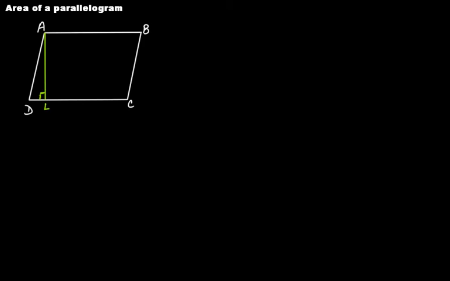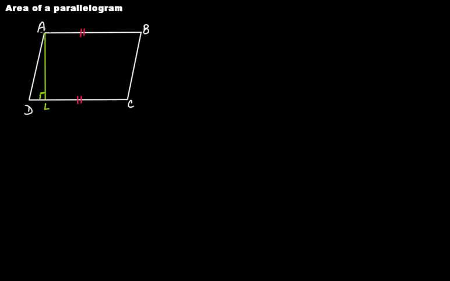Let's learn about the area of a parallelogram. In this figure, ABCD is a polygon and it has four sides, where side AB and side CD are opposite sides and are parallel to each other and are equal to each other.